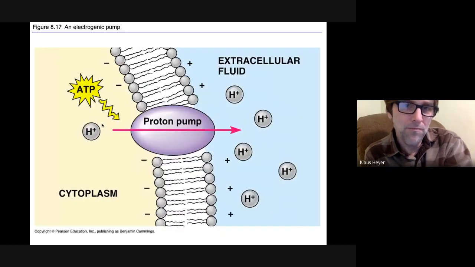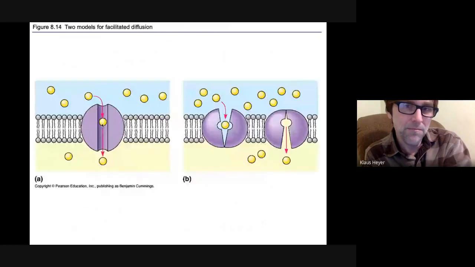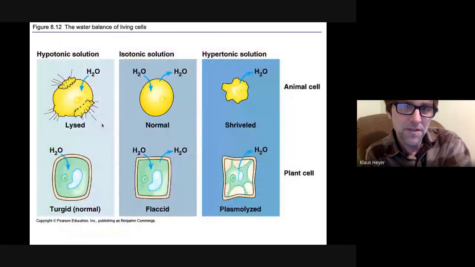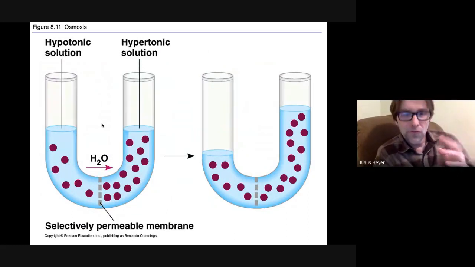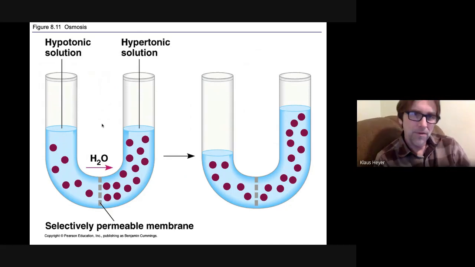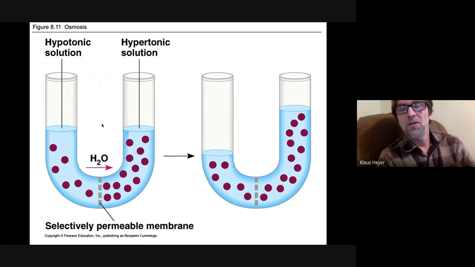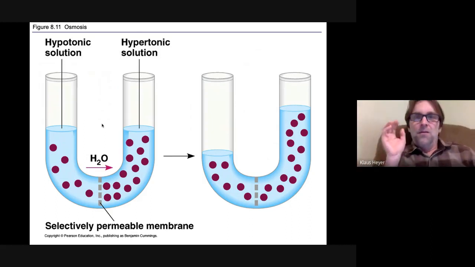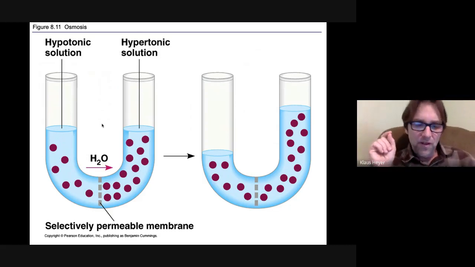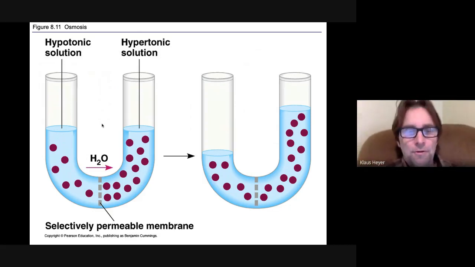I've got one more thing to tell you about, and it's right there. These two words, there's actually three words, you're going to see this as well: hypotonic, hypertonic, and then there's something called isotonic. So this concerns osmosis. Osmosis is the diffusion of water.